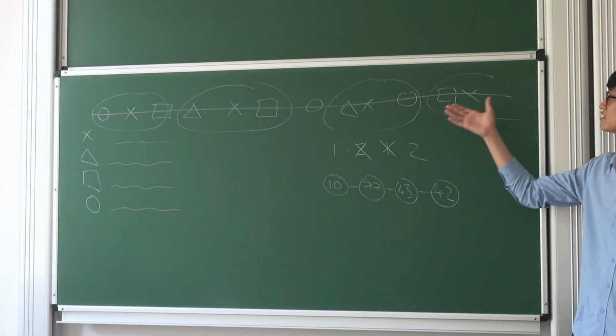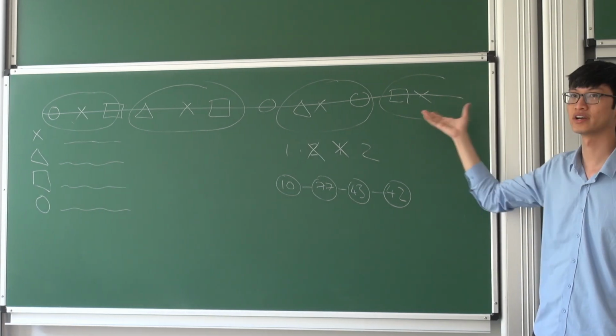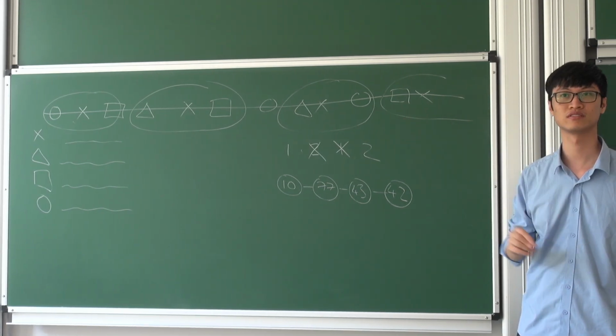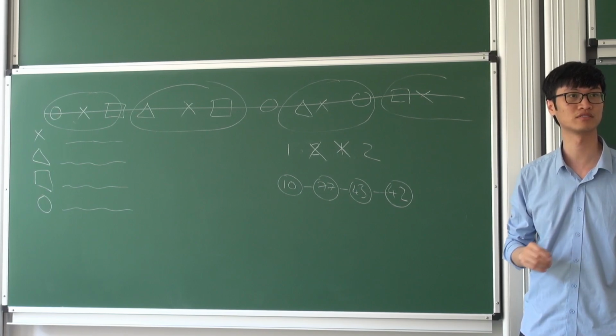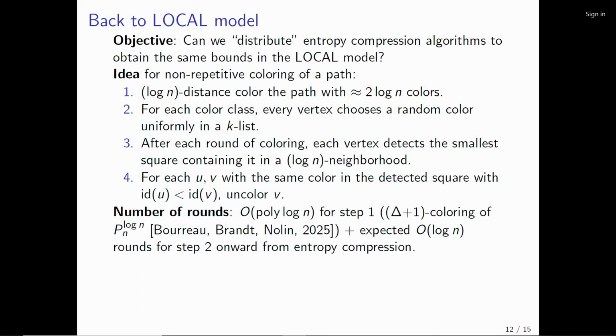You also parallelize, like distributed this sequential algorithm in a way that you guarantee you don't have too many rounds, right? Instead of n batches, you have log n batches. So the expected thing here would be some log n that will enter this polylog n, from step 2 onward from entropy compression. So before n batches, this time log n batches.